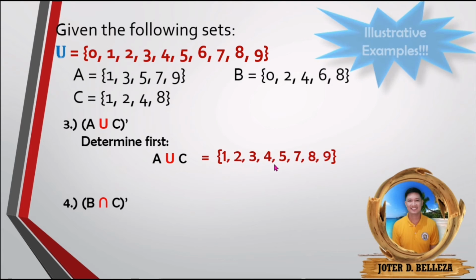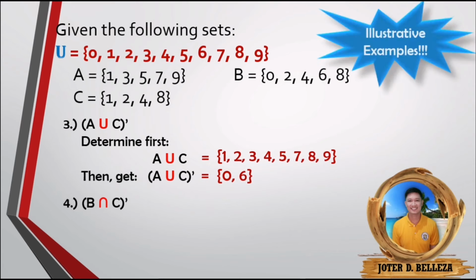After getting all the elements in the union of A and C, all you have to do is to focus here and with the universal set U. Now, what are the elements of the universal set that are not found in the union of A and C? Okay, correct. Meaning, the complement of A union C contains 0 and 6. Do you understand?